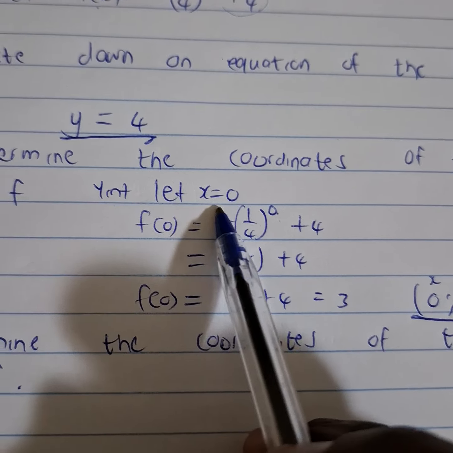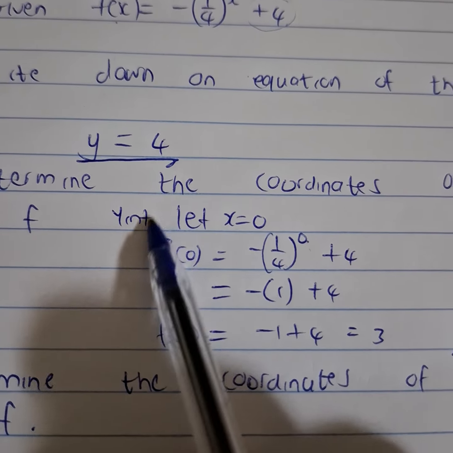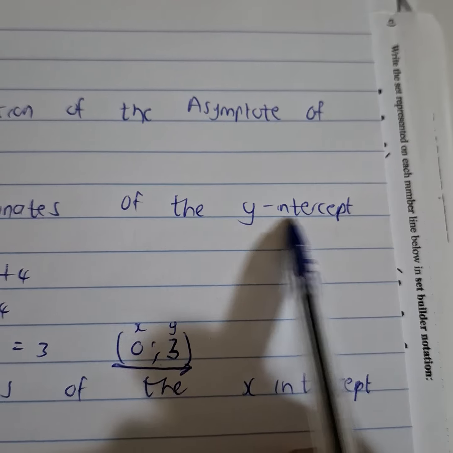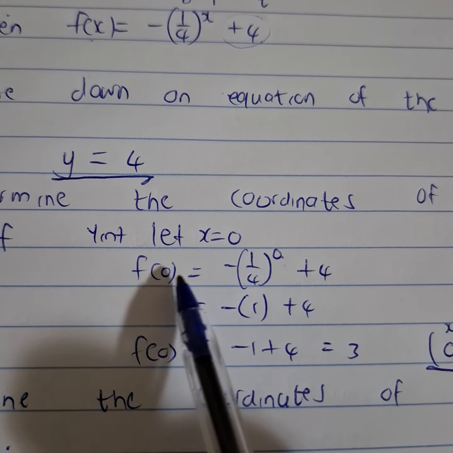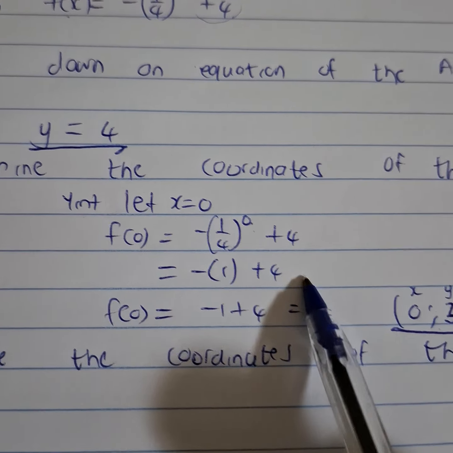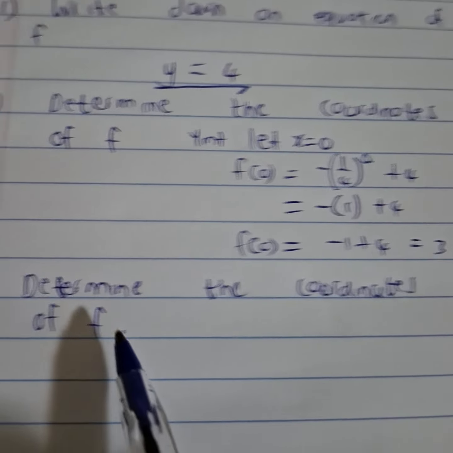So very important that when they want the coordinates of the y-intercept, we first make sure we let x be equal to 0, because on the y-axis, x is equal to 0. So f of 0 is equal to negative (1/4)^0 plus 4. We get negative 1 plus 4, which is 3. So the coordinates are (0; 3).